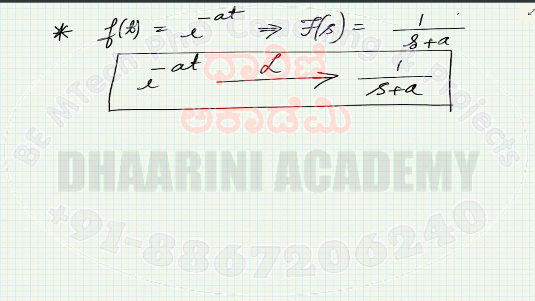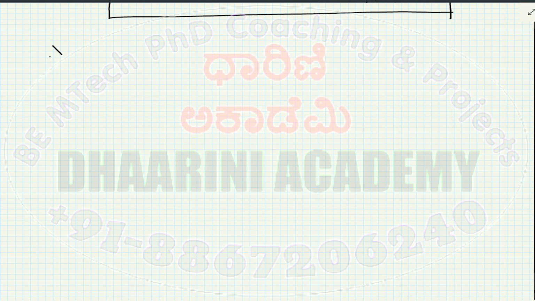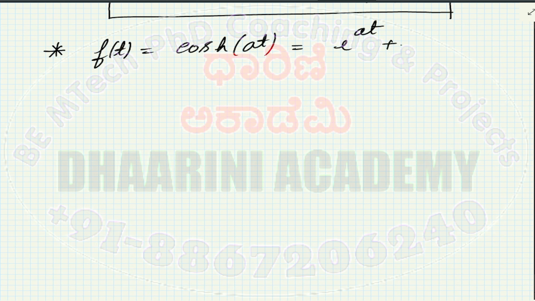Okay, then let's proceed further. The next standard function is f of t is equal to cos hyperbolic of at. Now we'll use a property of the cos hyperbolic function. Any cos hyperbolic function can be written in the following fashion: e to the power at plus e to the power minus at, whole divided by 2. So half of this function is what I'm trying to apply.